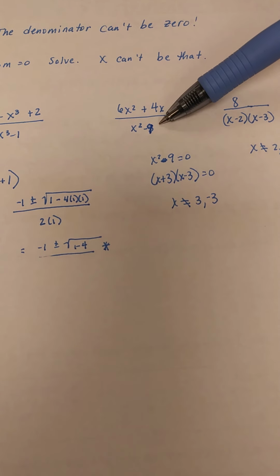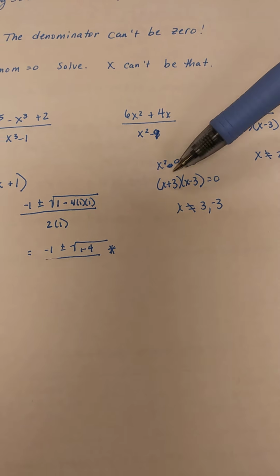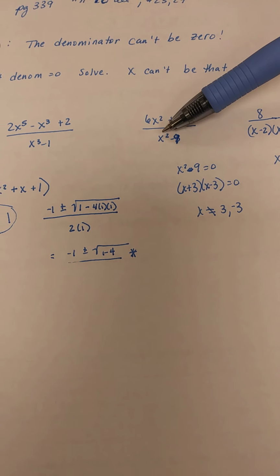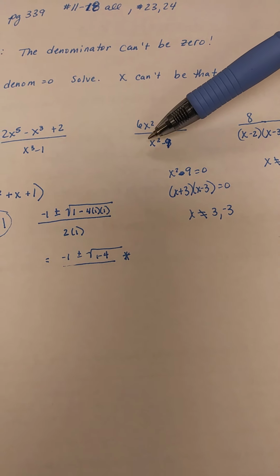Again, for this one, I factored it. It says x squared minus 9. That's a difference of squares. So x can't be 3 or negative 3, because if we plugged those in, the denominator would be 0.